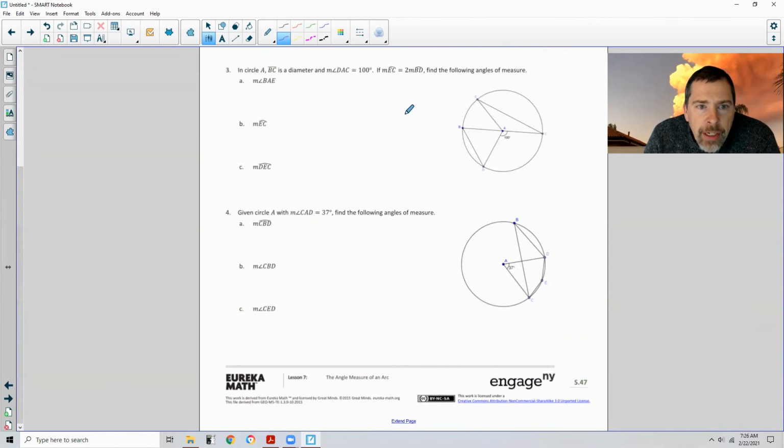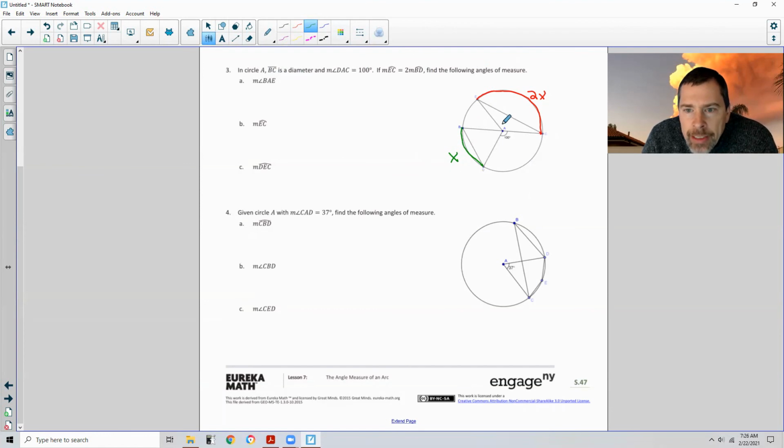All right, number 3, in circle A, BC is a diameter. The measure of angle DAC is 100 degrees. If the measure of arc EC equals 2 times the measure of BD, so let's do this. Here is EC. I'm going to call that 2x, 2 times something. Measure of arc EC equals 2 times the measure of BD. So then I'm going to name BD 1x. Does that make sense? If this is x, this is 2 times that. So there's the givens.